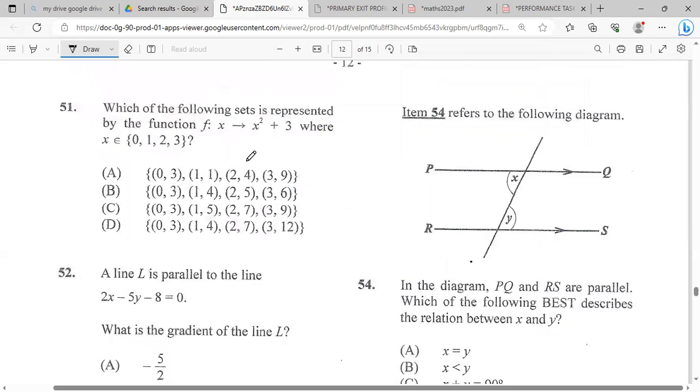Which of the following sets is represented by x squared plus 3? So just substitute. Somebody said then let's look for the 12 on it, right?